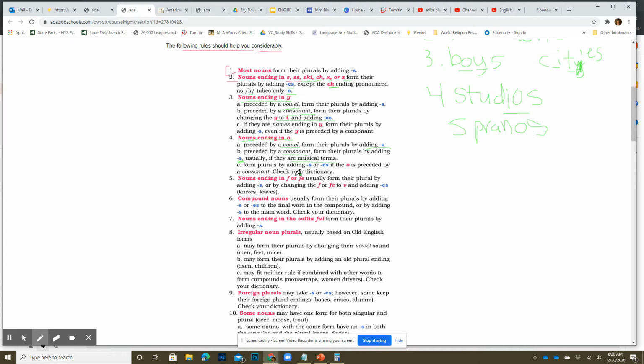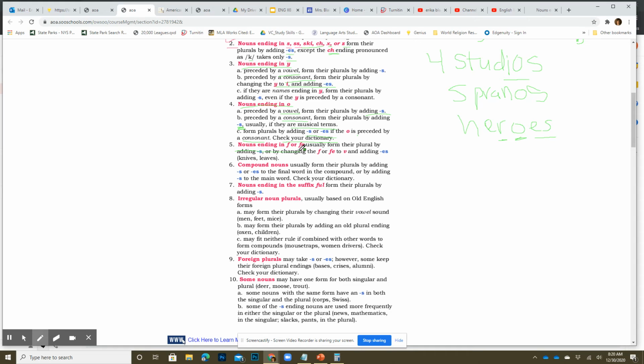If it ends with an O and is preceded by a consonant in general, it could be S or ES. Most often, it will be an ES, like for example, heroes. We've got our consonant, we've got our O, and then we're going to add an ES. But always check the dictionary if you're not sure.